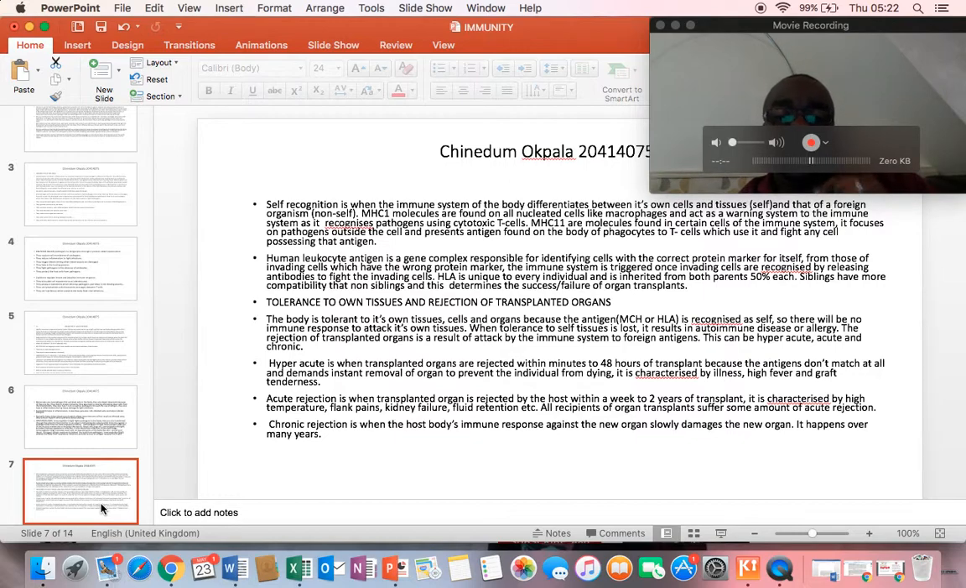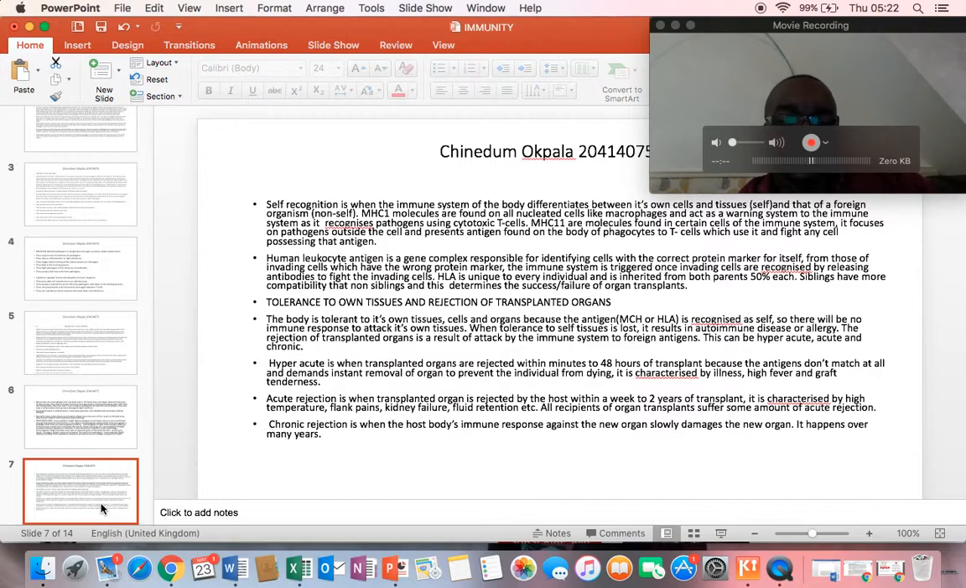HLA is unique to every individual and is inherited from both parents, 50% each. That is mother and father. Siblings have more compatibility than non-siblings, and this determines the success or failure of organ transplants.